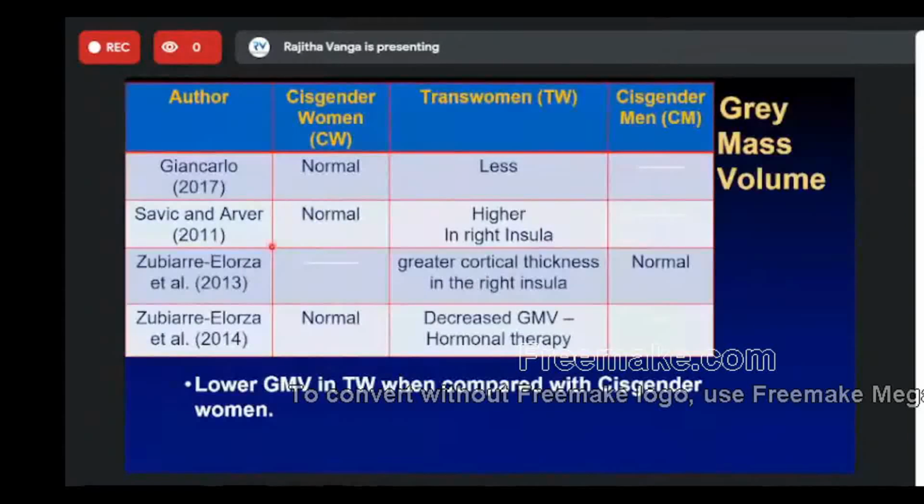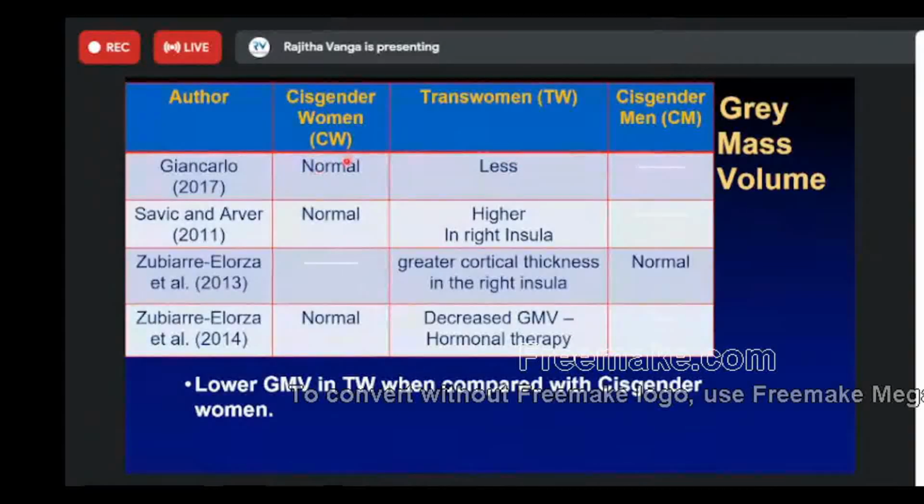So there were several studies put forth on the gray matter volume of the insula. I'll just show more. This is the most recent one: Gianocarlo, 2017, compared the cortical thickness of the insula in trans women with cisgender women.